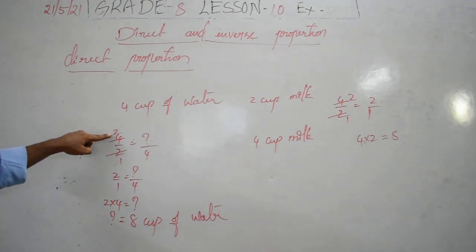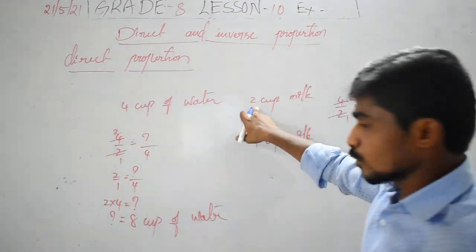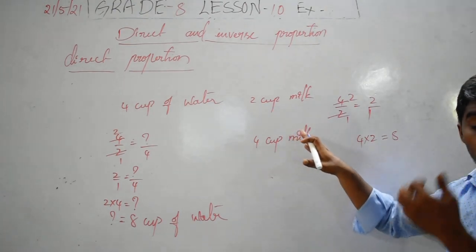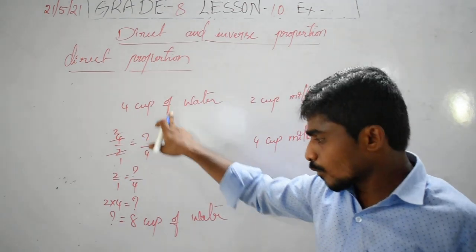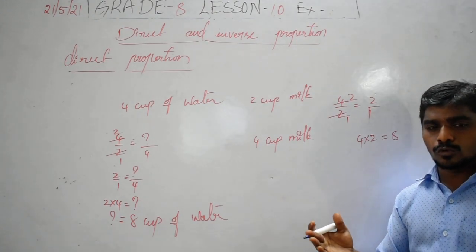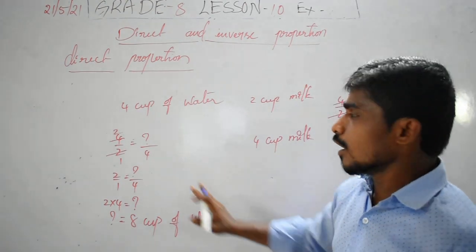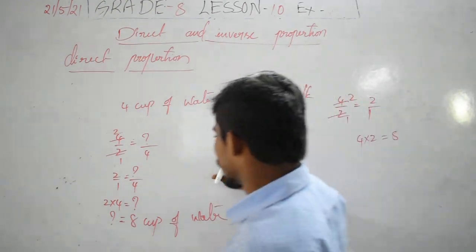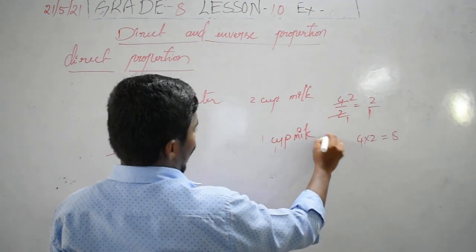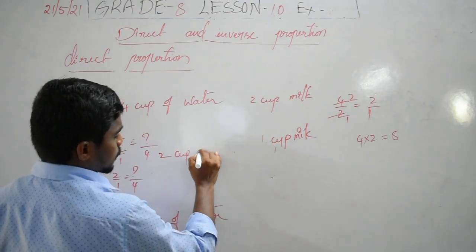So here two quantities are increasing. Here see, here 2 cups, here 4 cups. Here the milk quantity is increasing, so here the water quantity is also increasing. Now he made only 1 cup of tea, 1 cup of milk he needed. So how much water does he need? 2 cups of milk, 2 cups of water.